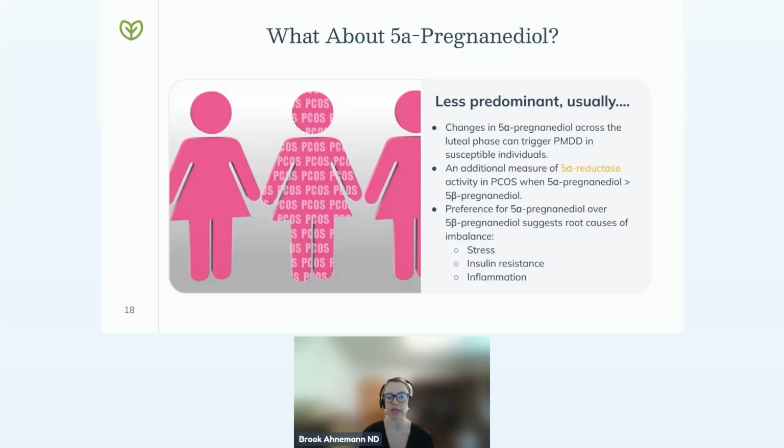So in cases like PCOS, it may be that 5 alpha reductase is affecting androgens. It can affect mood regulation and be a sign of insulin sensitivity and inflammation. So alpha pregnanediol can be a marker of progesterone production, but it's also a marker of 5 alpha reductase activity. Again, this gives us another dimension of information on the cycle map.